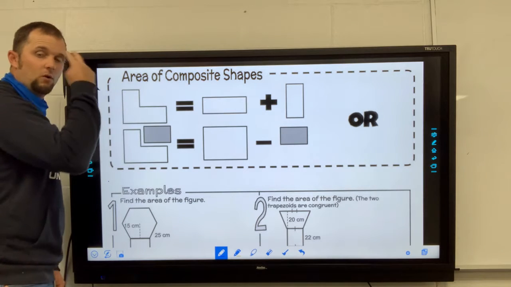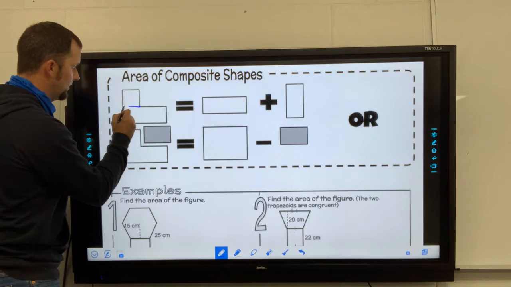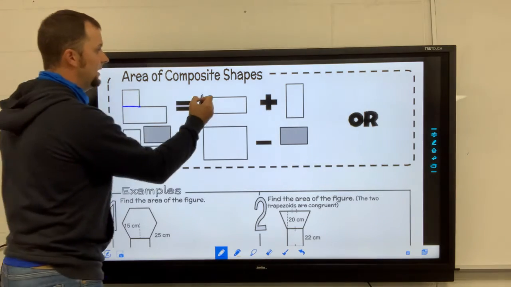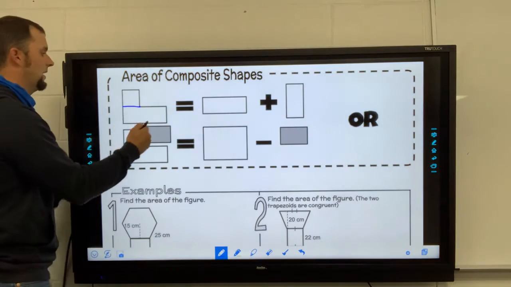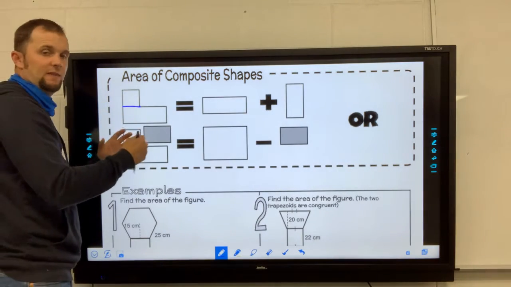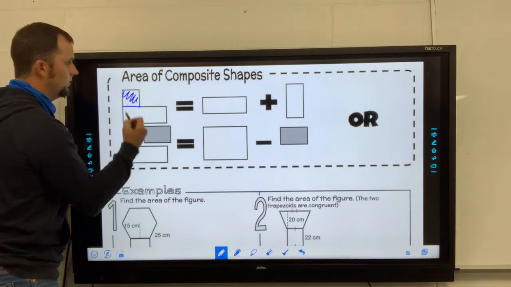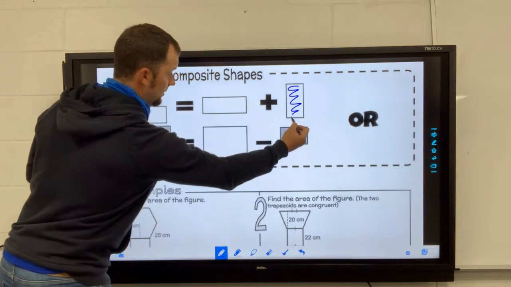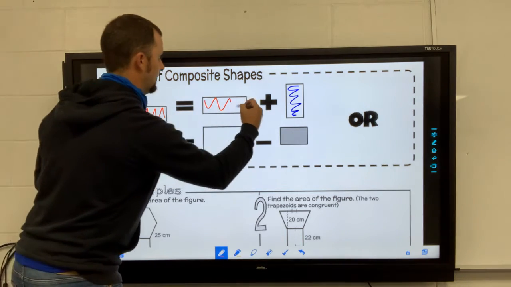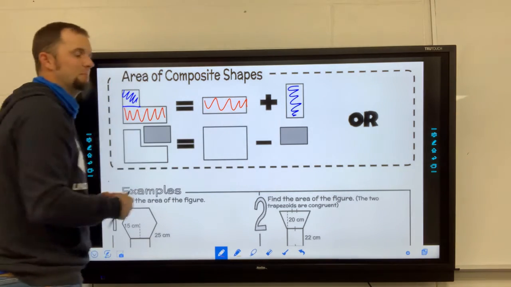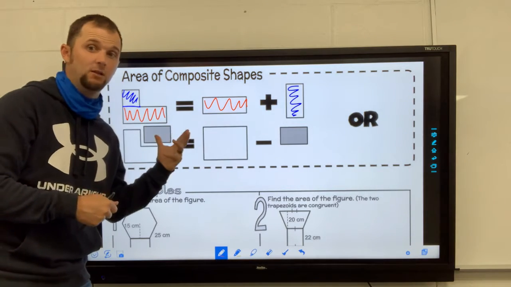But if we look at it, one way you can see it is, if I draw a line right here, that's going to give me a rectangle on the bottom and also a rectangle on top, combined together. So I would find the area of this rectangle right here, and then the area of this rectangle right here. When I find the area of both of those, I'm just going to add them together, and that's going to give me the full area. Okay, so that's one way to look at it.